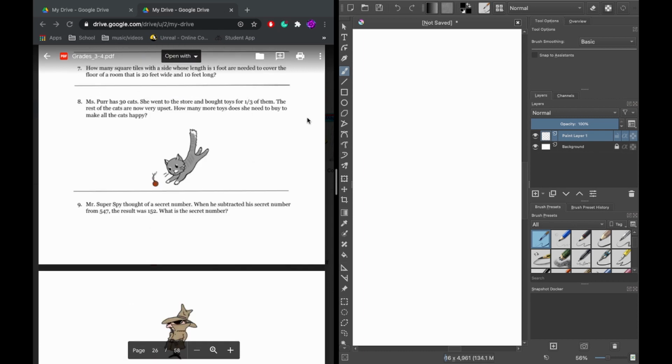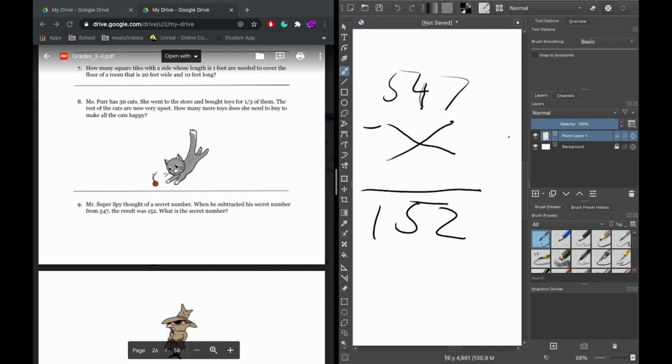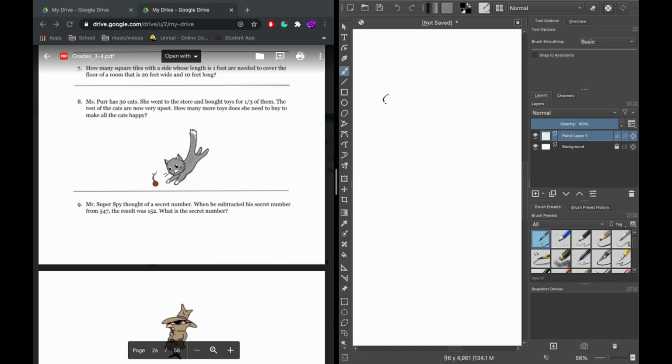Mr. Super Spy thought of a secret number. When he subtracted his number from 547, the result was 172. So we can just write this problem. So that's 547 minus x. So we can rewrite this problem as 547 minus 152. And we would get x.